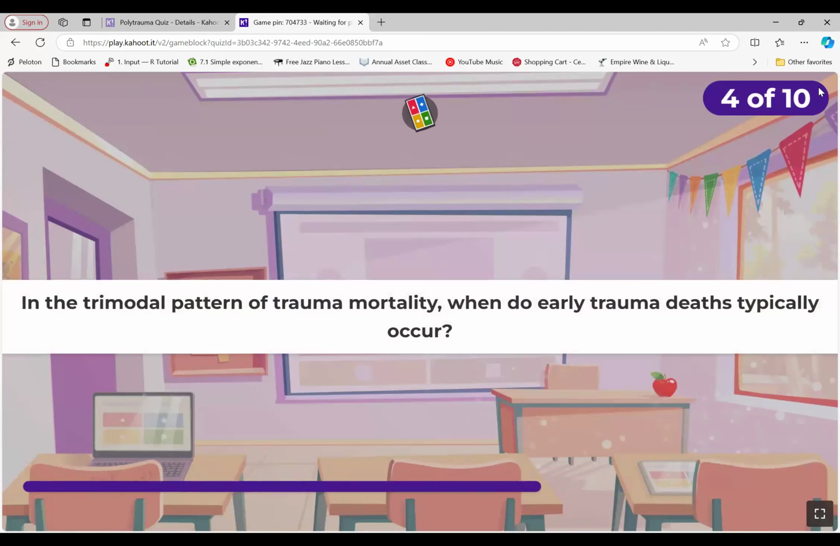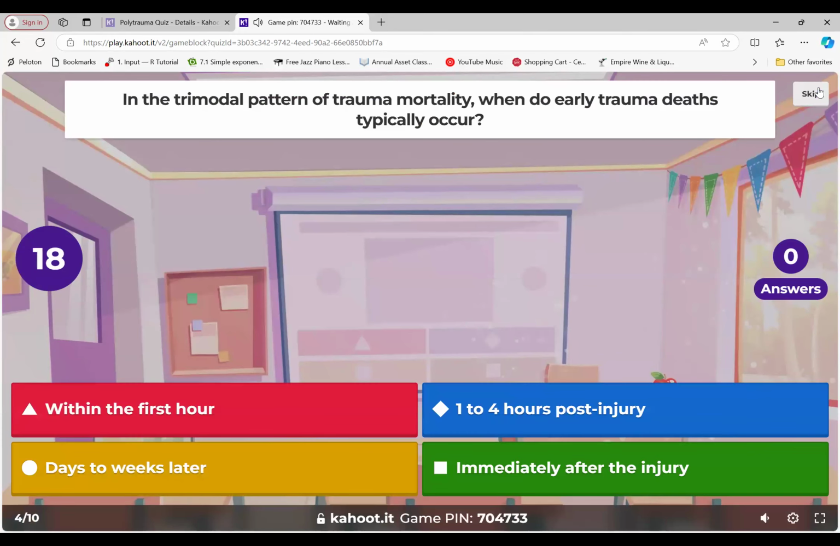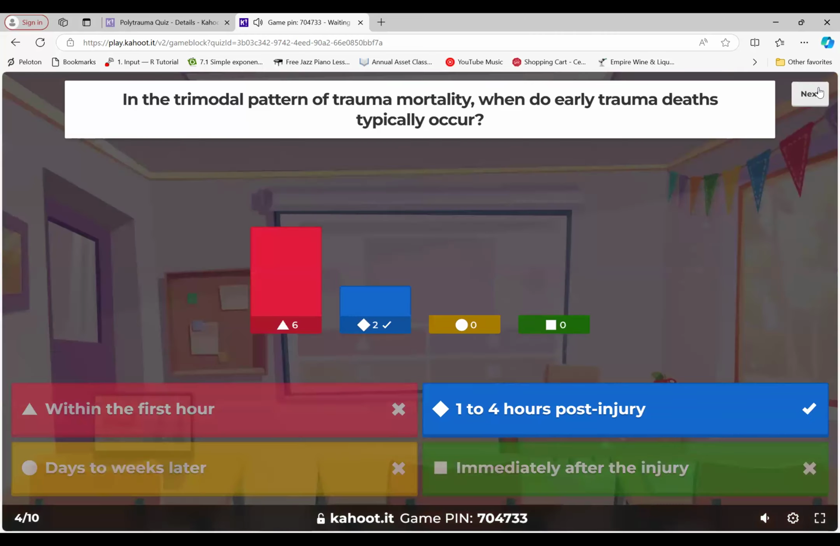Okay, so in the trimodal pattern of trauma mortality, when do early trauma deaths typically occur? Amazing. The answer is within the first hour, and a majority of us got it.